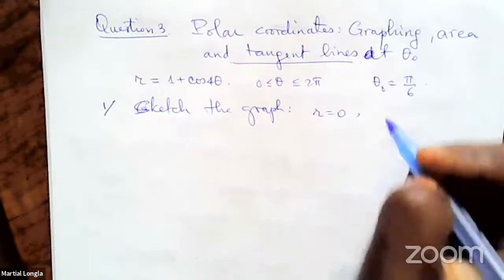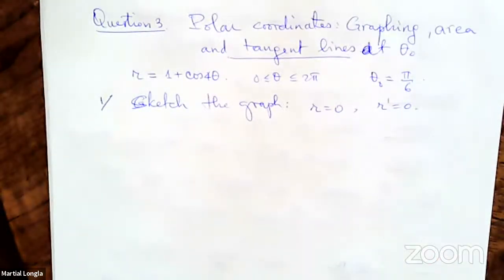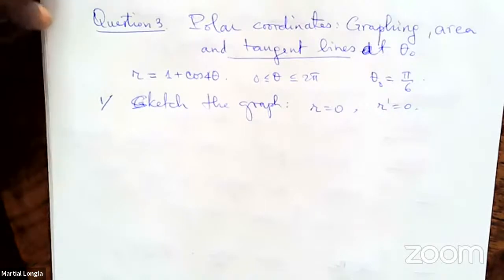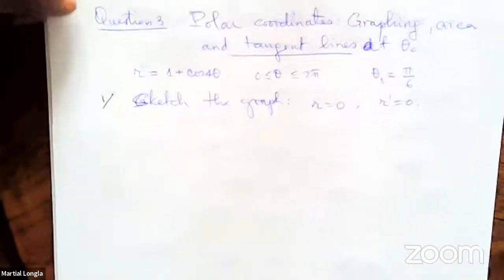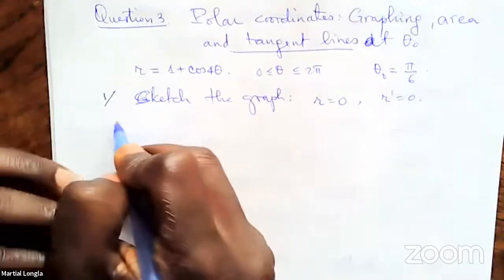R prime equals 0. So these are the two things that you need to solve. You need to solve for R equals 0, and then solve R prime equals 0, find all those angles and try to use them to sketch the graph.